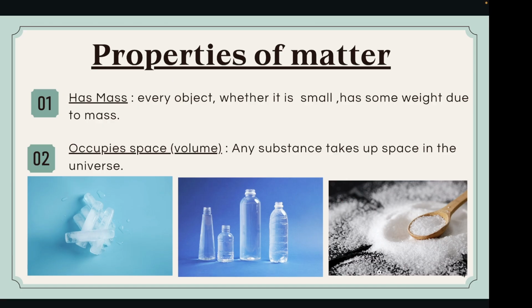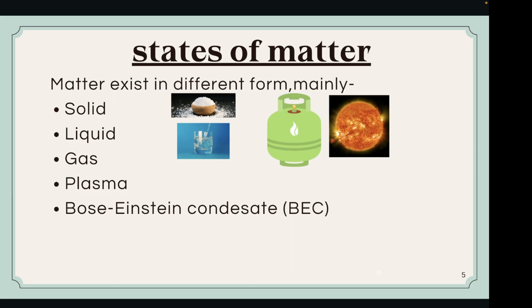Now, we will move on to the states of matter. Matter exists in different states, mainly solid, liquid, and gas. Most of us know the three common states of matter, but scientists have discovered two more, plasma and BEC, Bose-Einstein condensate. Let's look at all five.